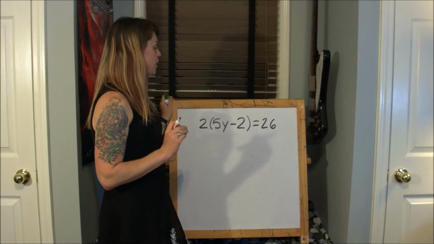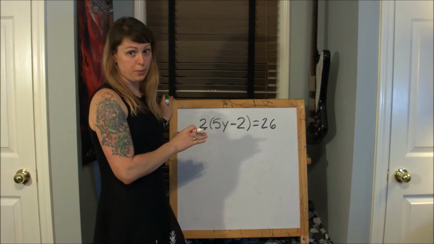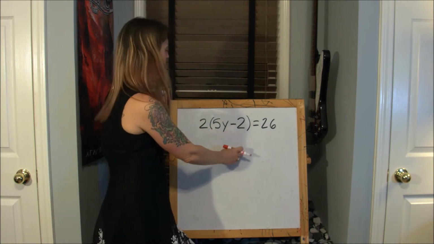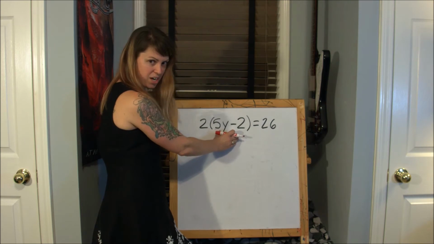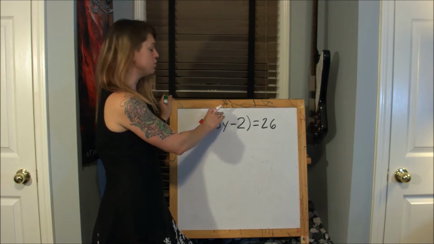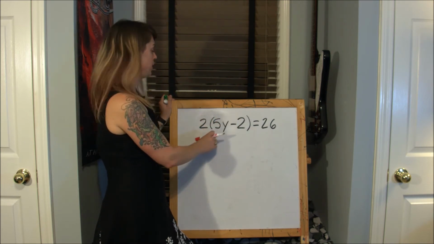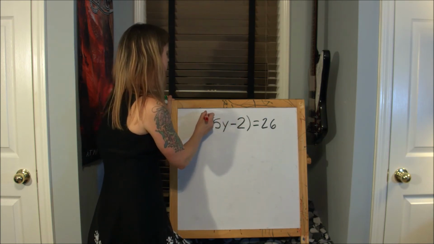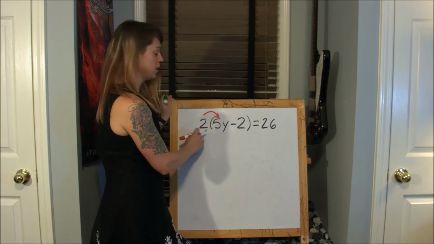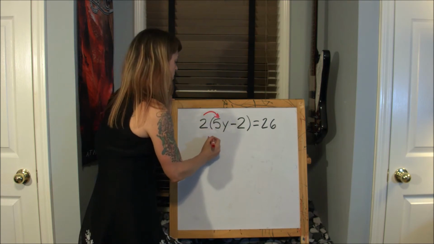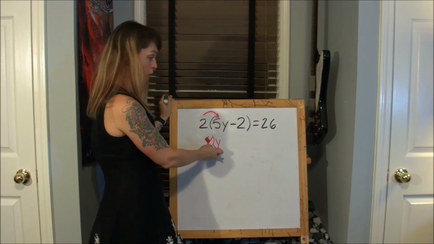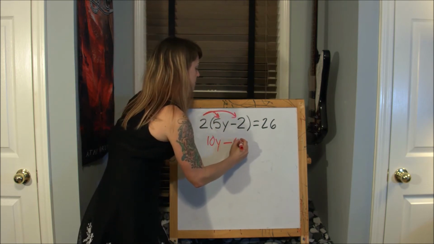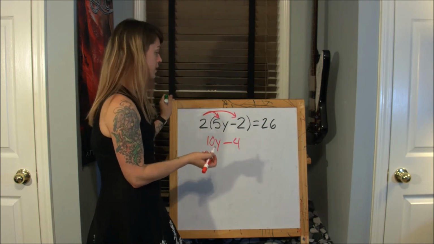All right, so this problem has a distribution property we have to deal with, which means we have a number attached to a parenthesis. I can't move anything in here until I distribute this coefficient, meaning I have to multiply the 2 in. So I'm going to start by multiplying this 2 to 5y. So 2 times 5y is 10y. 2 times negative 2 is negative 4, or minus 4.